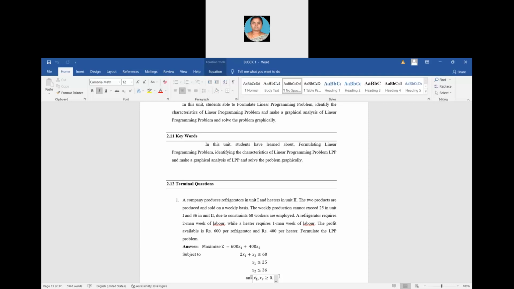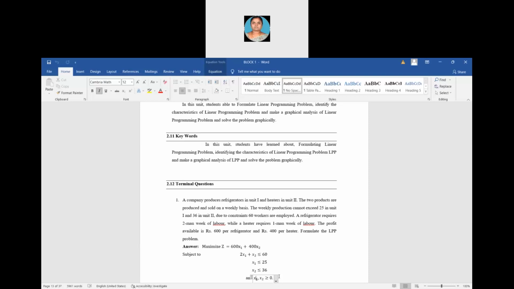The two products are produced and sold on a weekly basis. Weekly basis means per week how many refrigerators they are selling, how many heaters they are selling. That is the theme there.